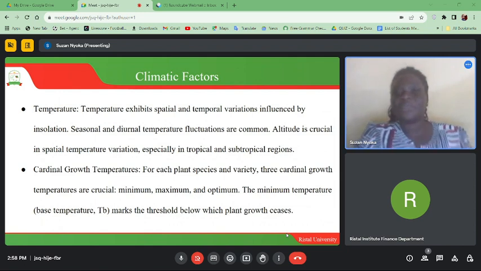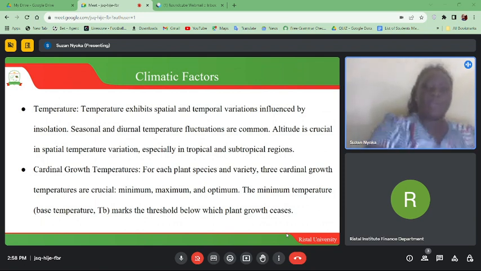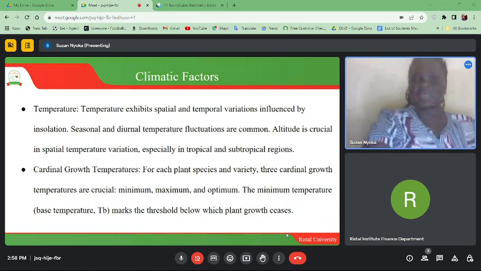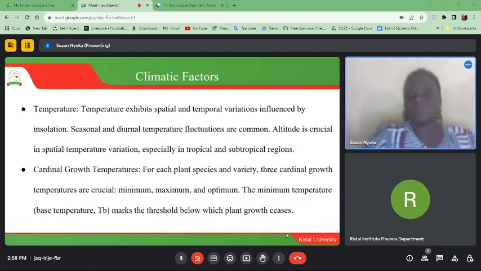For each plant species and variety, three cardinal growth temperatures are crucial. We have the minimum temperature, maximum, and optimum. The minimum temperature or base temperature, abbreviated as TB, marks the threshold below which plant growth ceases. Below this minimum temperature for each plant, growth ceases.